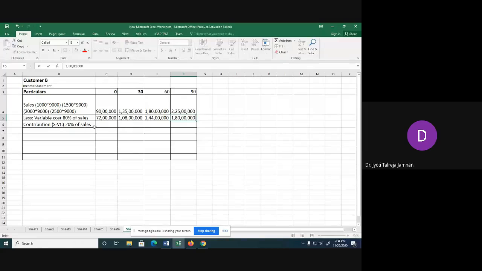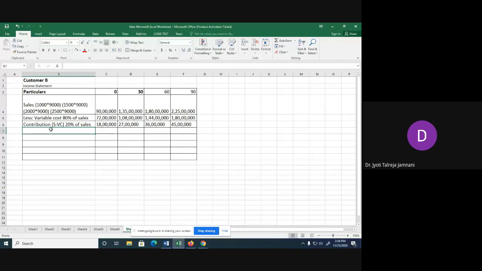So when we minus it, we get the contribution margin. So 90 lakh minus 72 lakh, if I do, I'll get 18 lakhs as contribution. Then 27 lakhs. 36 lakhs. And last 45 lakhs. So I'm doing sales minus variable cost for this.